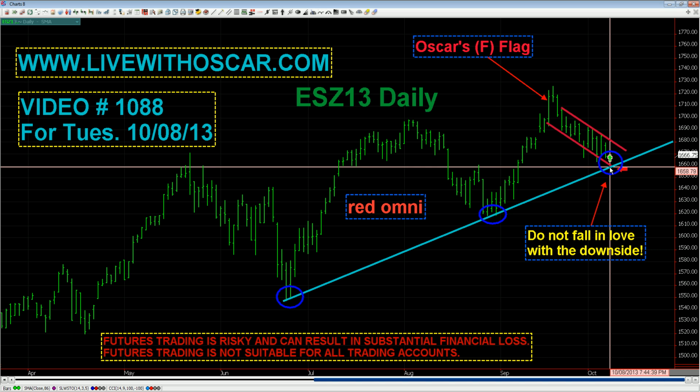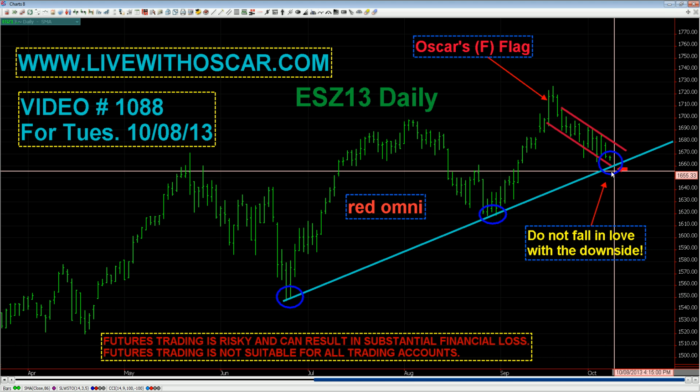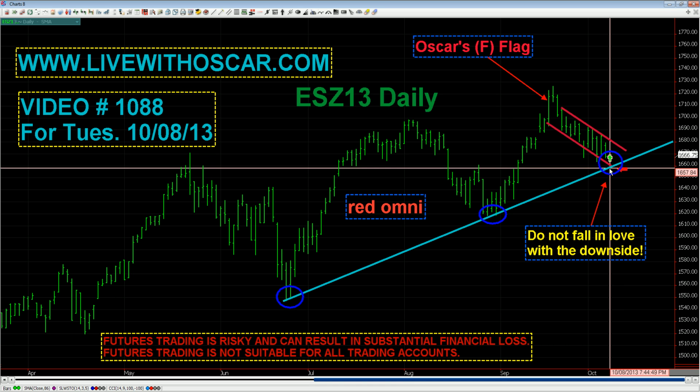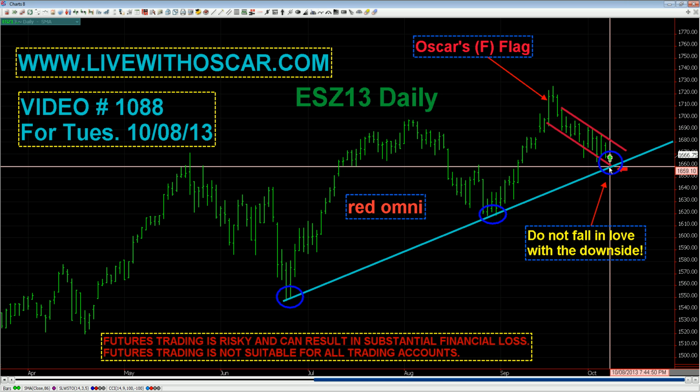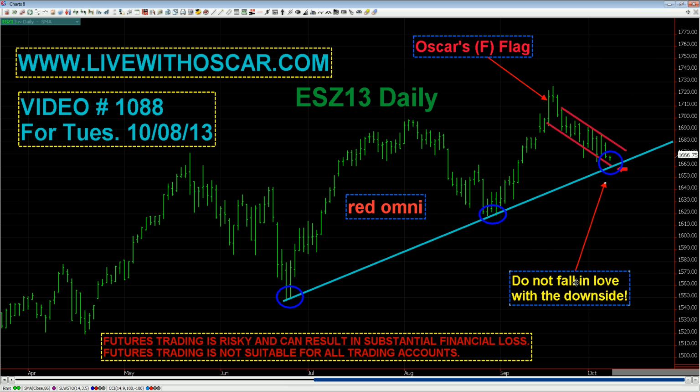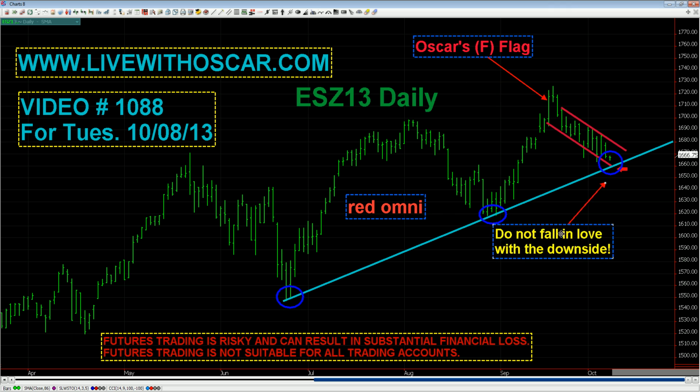If it doesn't hold here, we'll deal with it with day traders. But for now, I find support right in this area, and I'll bet you the market will as well. But we're short for now. It's got to get down there. It's got to hold there and prove to us it's not going to crack. But do not, I repeat, do not fall in love with the downside of this trade.